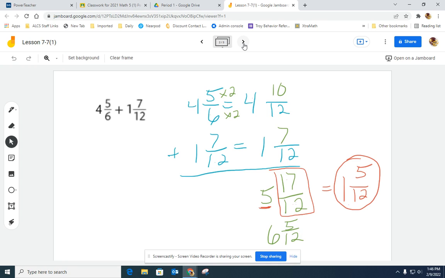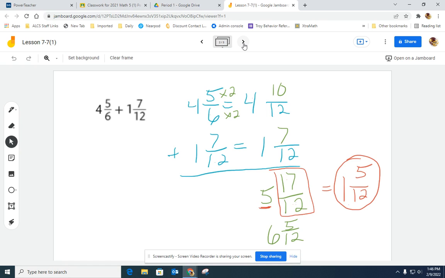So that's the idea for today. The biggest thing new is this concept of renaming an improper fraction into a mixed number. Let's do one more as an example. I've got 1 and 7/8 plus 5 and 1/4. So I want to rewrite these stacked, 1 and 7/8, 5 and 1/4. I am adding these together. I know I need to find a common denominator.